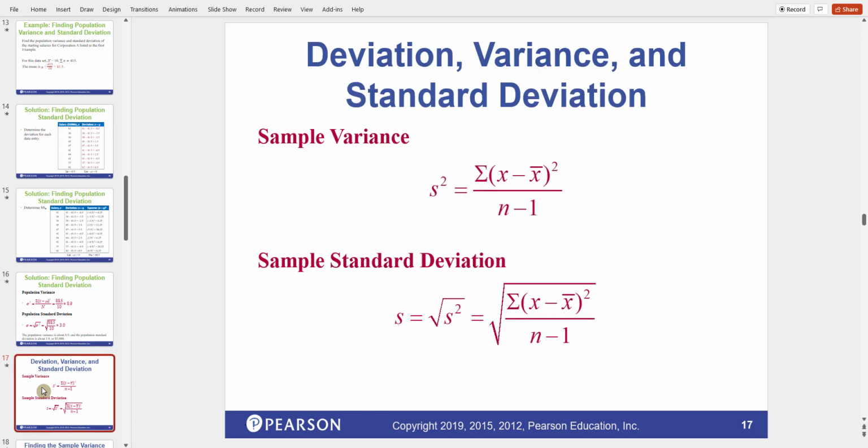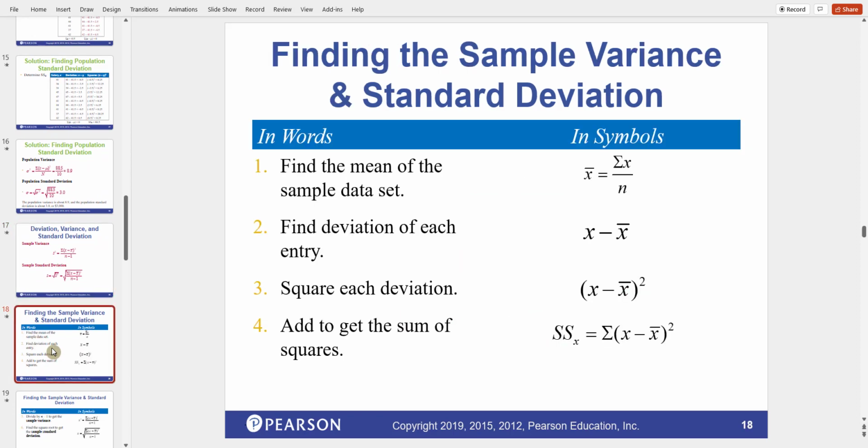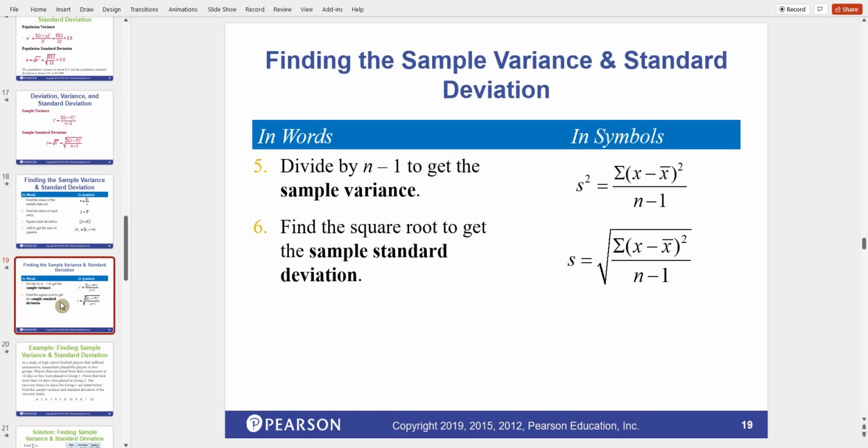The sample variance and the sample standard deviation have the same formula as the population one, except instead of dividing by n, you're going to divide by n minus 1. So you go through the same steps: find the mean, subtract the mean from each data value, square your answers, add them all up, and divide by n minus 1.